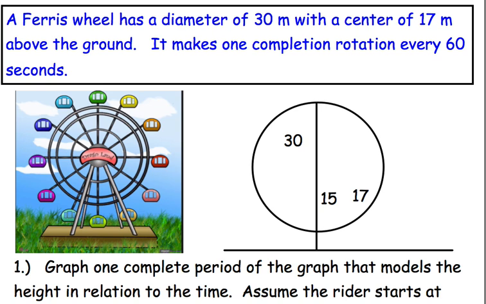Now, I did create a graph on the right of this that kind of shows the dimensions, and we're going to talk through it. So you have a Ferris wheel. It has a diameter of 30 meters. So the distance from here to there is 30 meters, with a center of 17 meters above the ground. So if I take the center and I go to the ground, I'm at 17 meters.